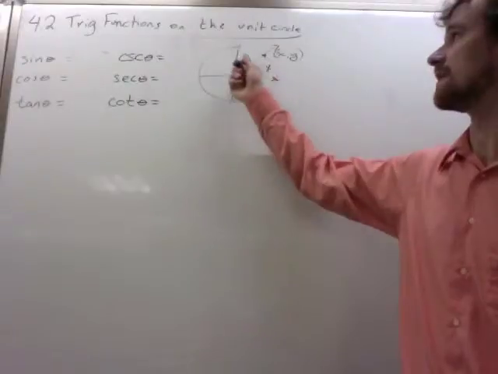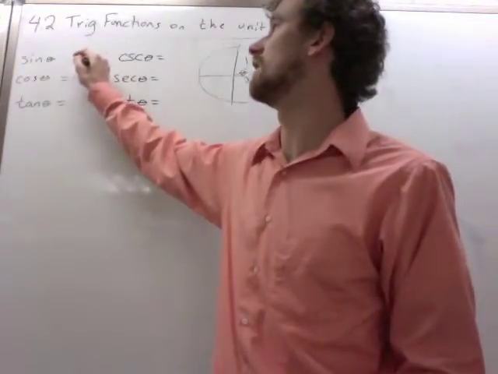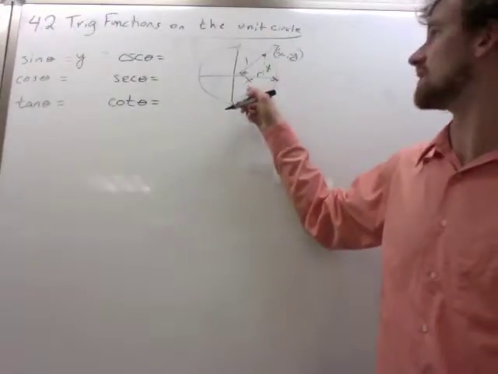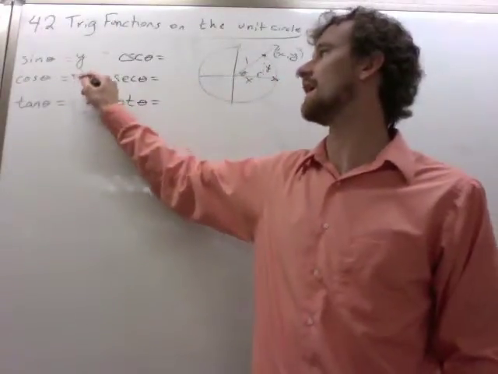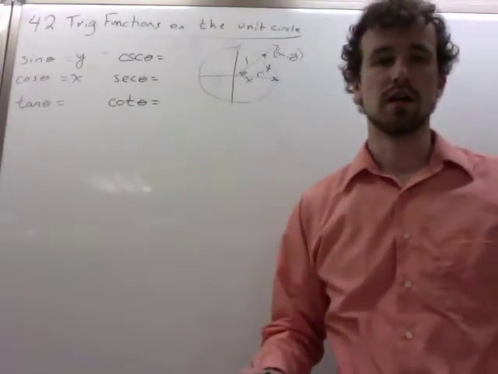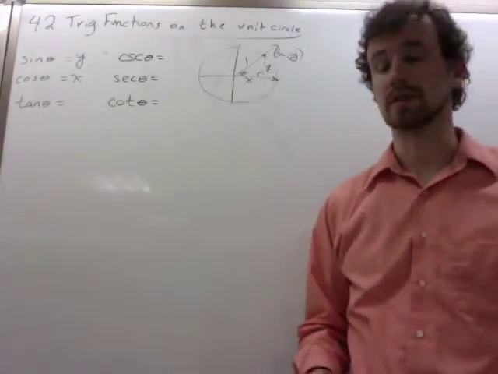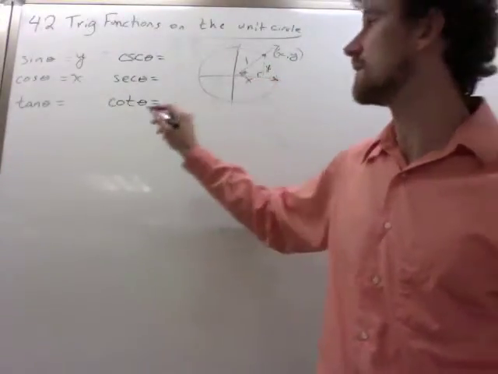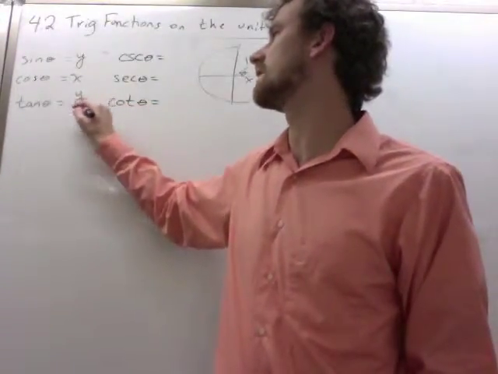Sine is opposite over hypotenuse, which is y over 1, just y. Cosine is x over hypotenuse, which is just x, where x comma y are the coordinates of the point where the angle intersects the unit circle. Tangent is opposite over adjacent, which is just y over x.